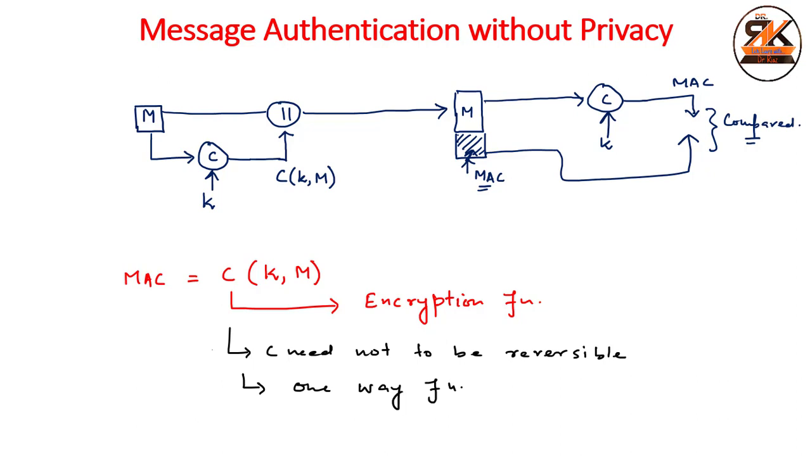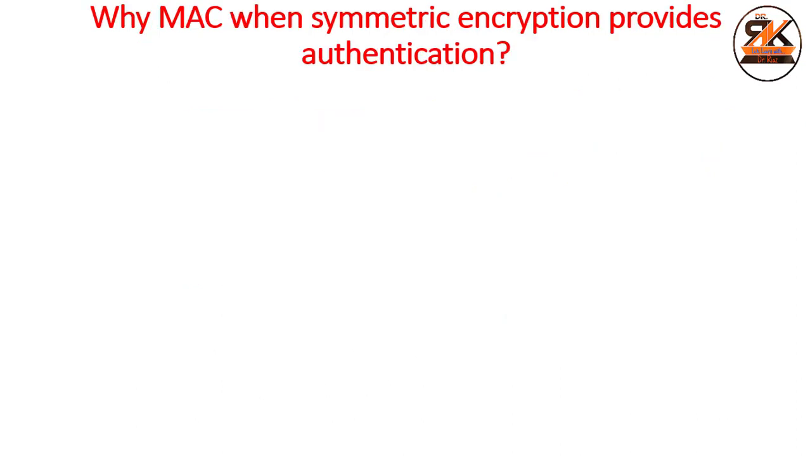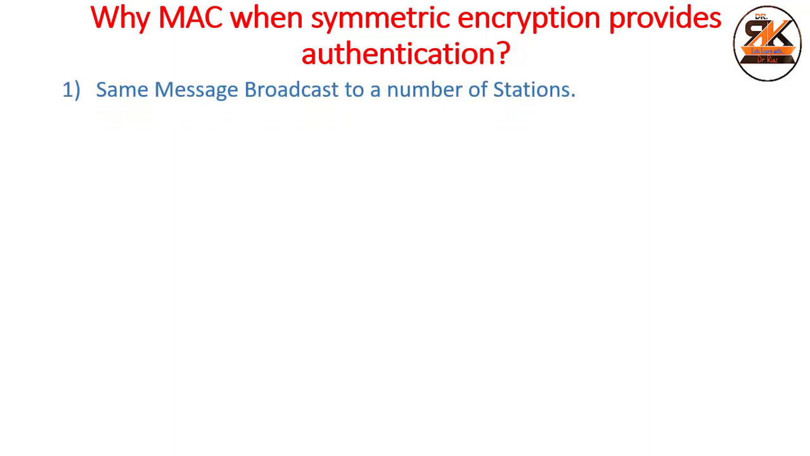Now, since symmetric encryption will provide authentication, why have a separate MAC when authentication is provided by symmetric or asymmetric encryption? Why do we go for the MAC computation? There are some reasons for that. So, why MAC when symmetric encryption provides authentication? The first reason is that the same message is broadcast to a number of stations. When we have to transmit the same message to a number of stations, the message may be sent in clear with a MAC appended to it.